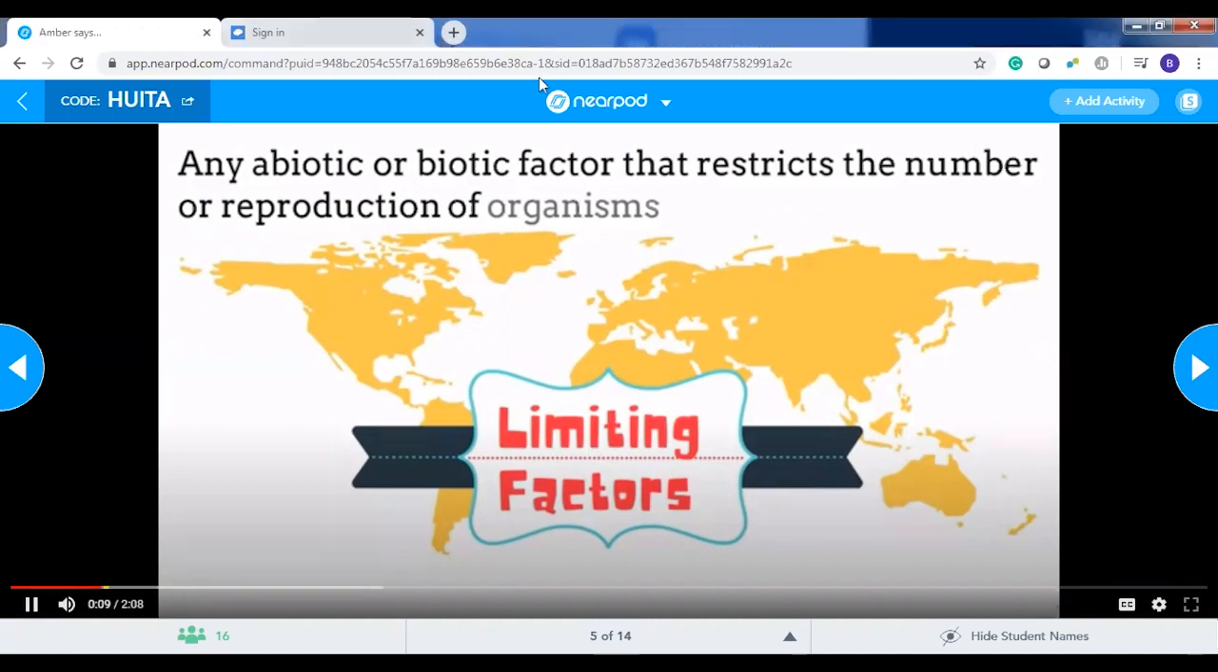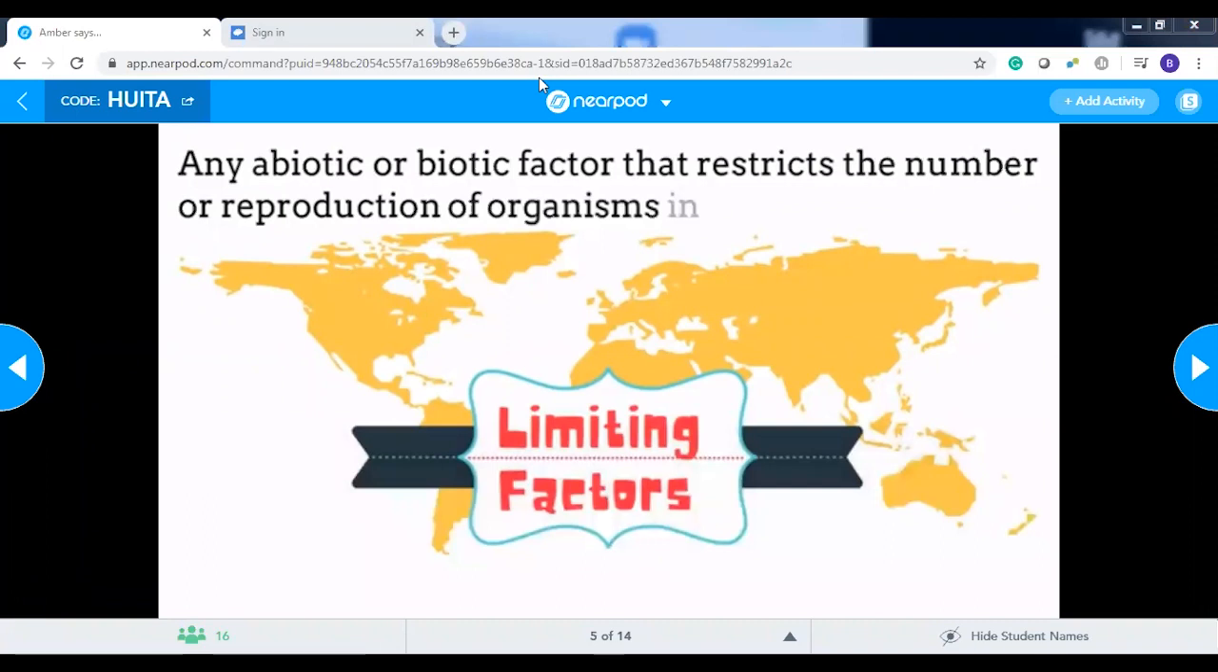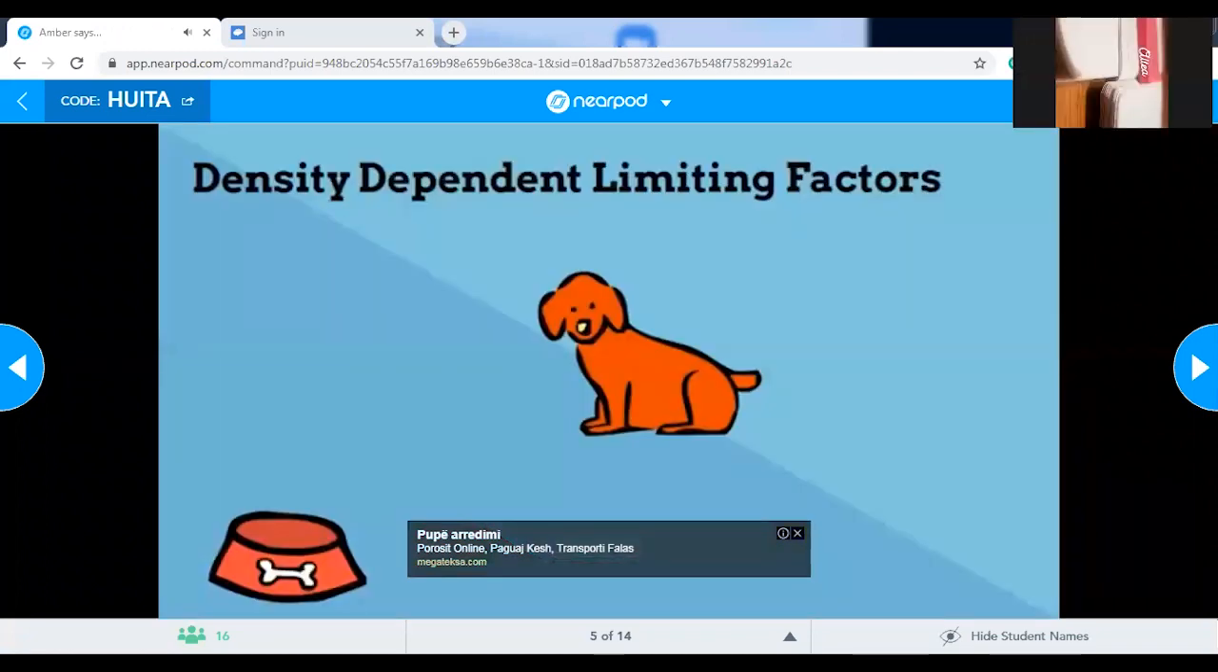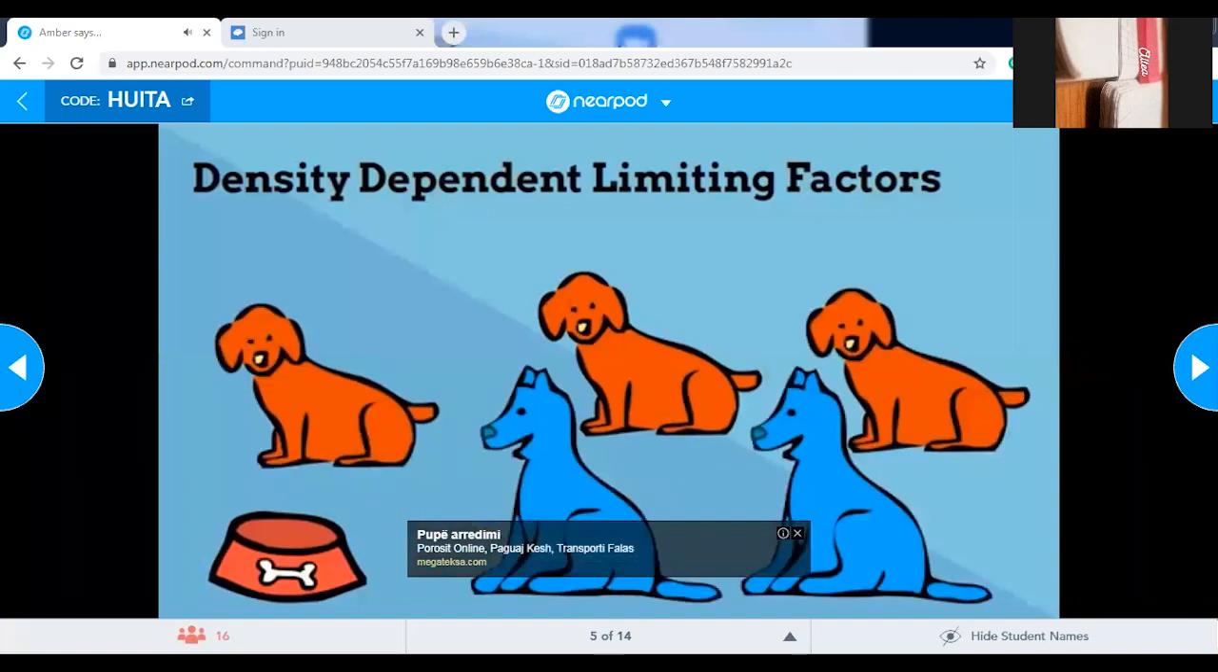Or reproduction of organisms in an ecosystem is called a limiting factor. Take this ecosystem found in the fish bowl. The limiting factors could be the size of the bowl, the amount of water, or the temperature, and any of these can limit the number of fish that can survive in the fish bowl. Limiting factors can be dependent limiting factors and independent limiting factors. Dependent limiting factors depend on the number of organisms. For example, the amount of food available for each organism depends on the number of organisms in this ecosystem.